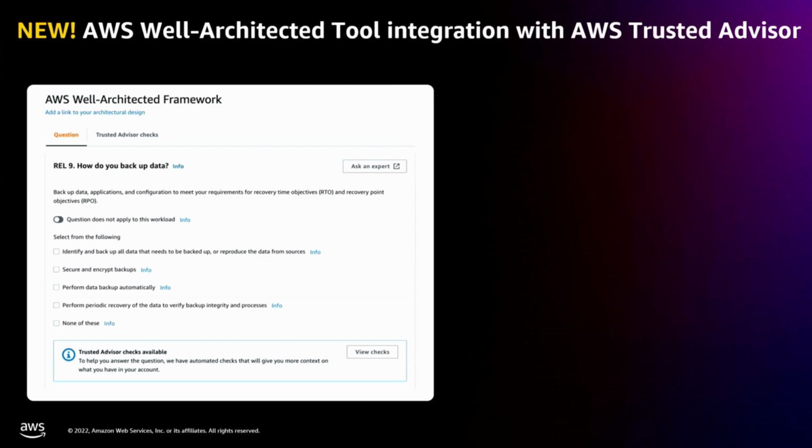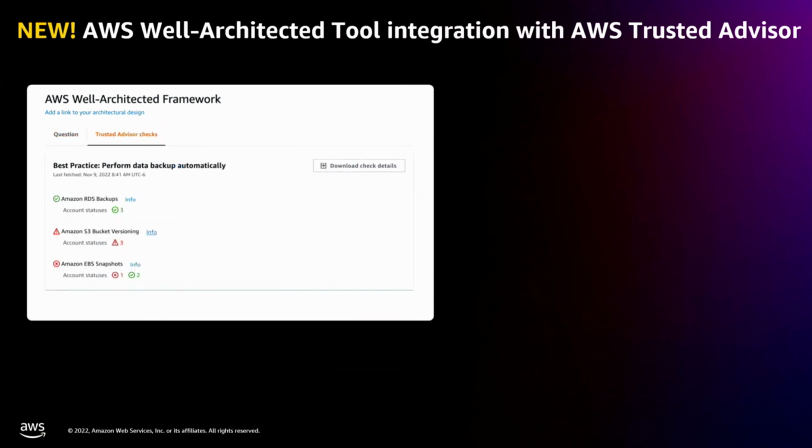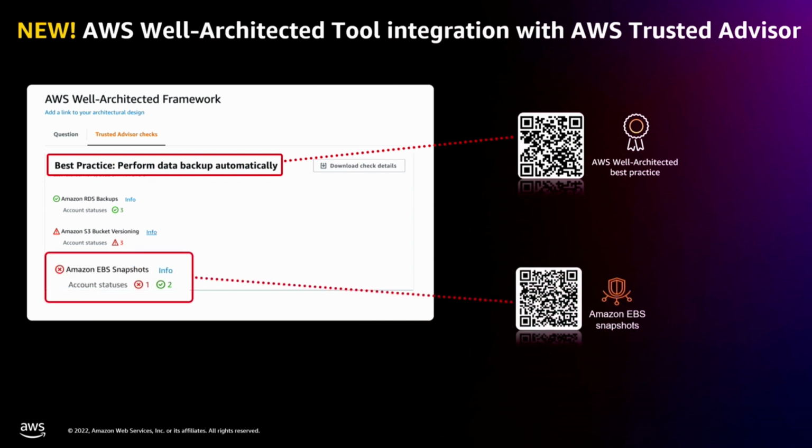So it's not a drop of all Trusted Advisor checks. It's the specific checks that map to the specific best practice that you're reviewing. So you'll see a tab like that, Trusted Advisor. When you click on that tab, in this particular example, the best practice is perform data backup automatically. So it'll add all the checks that apply to that best practice. So in this case, you can see it shows you Amazon EBS snapshots. It shows you the S3 bucket provisioning and the RDS backups check, all of which could apply.